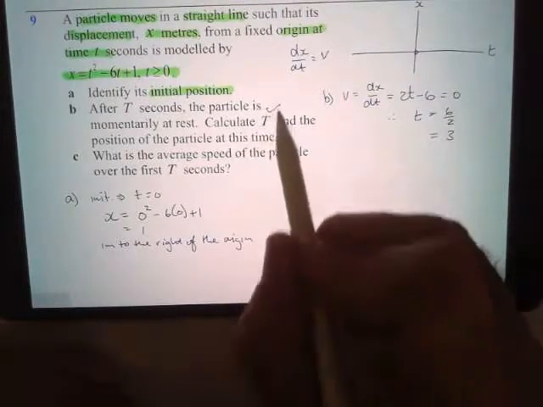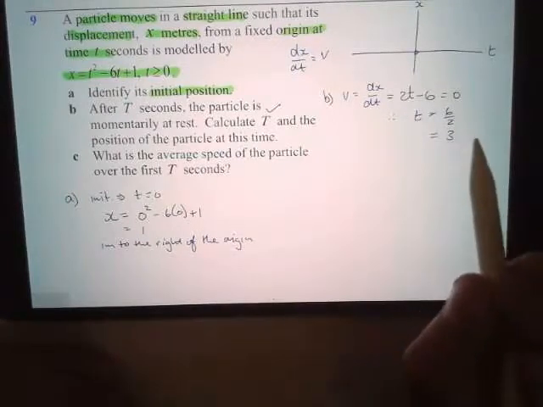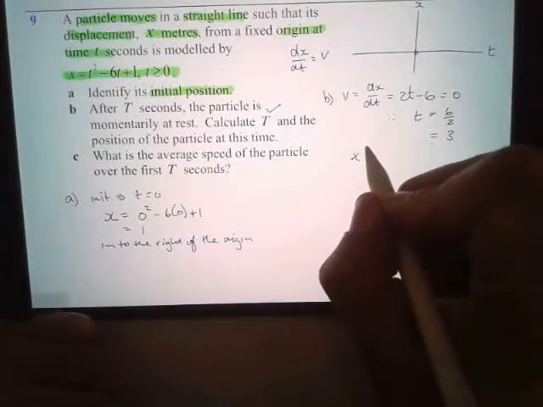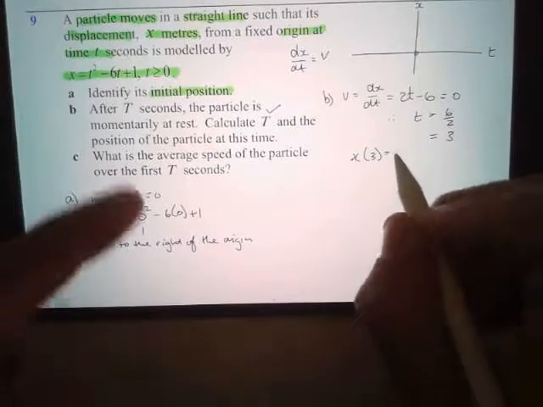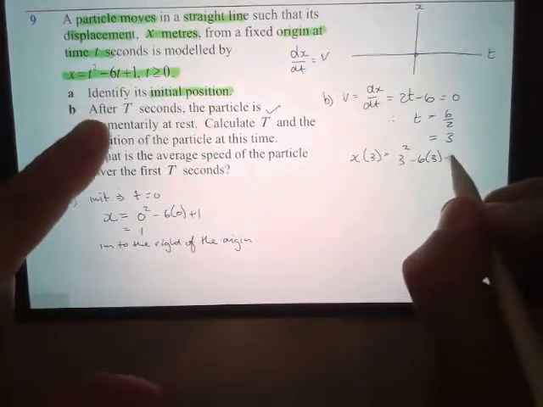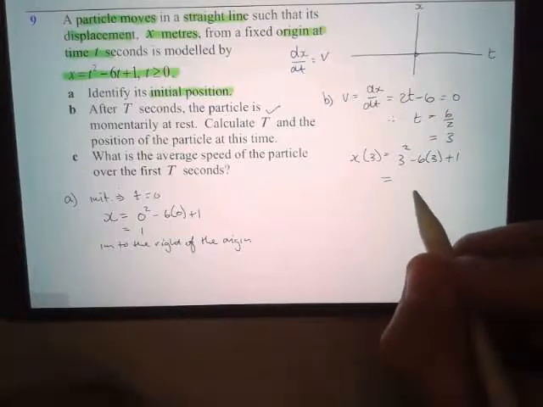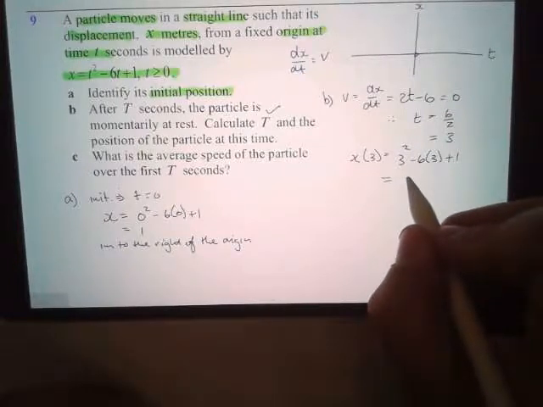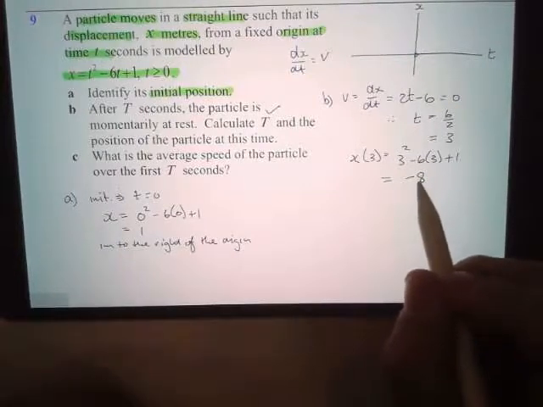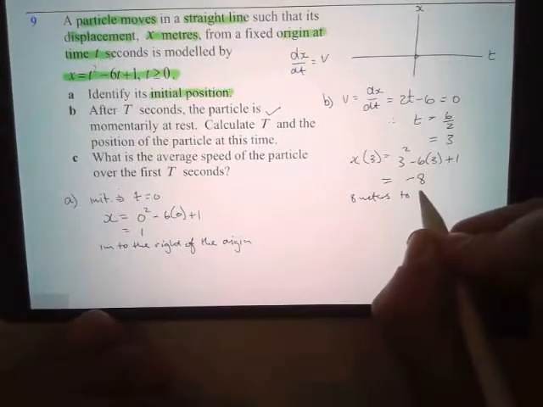Okay, so we've calculated t. Now the position of the particle at this time. So we know the time is 3 seconds. What is the position? The position is going back to x. So they ask us what is x when the time is 3 seconds. I'm just going to substitute 3 in there. It's going to be 3 squared minus 6 times 3 plus 1. That's 9 take away 18 plus 1. And that answer is negative 8. What is the position? Negative 8 means that it is 8 meters to the left of the origin.